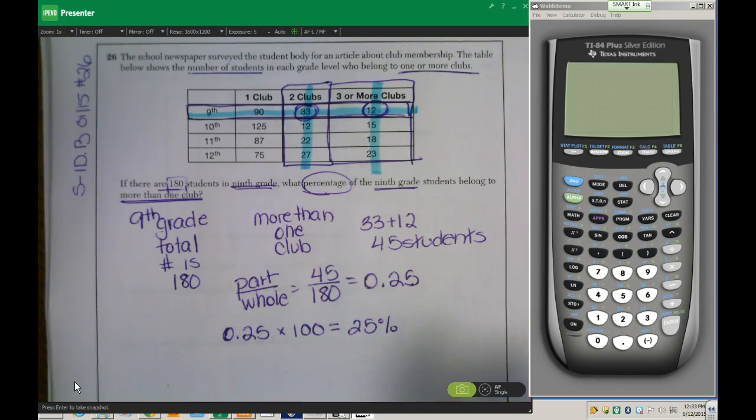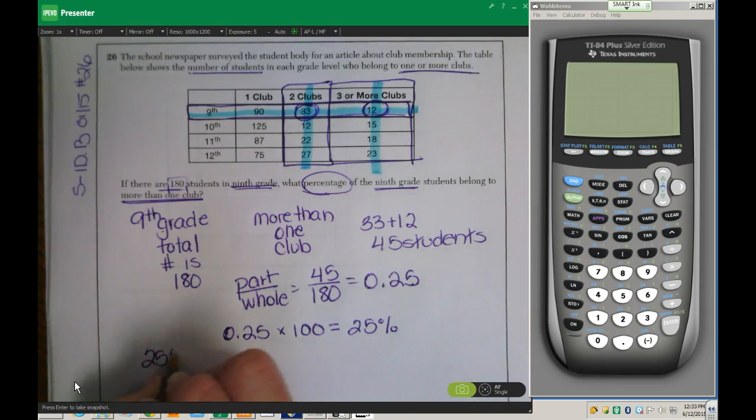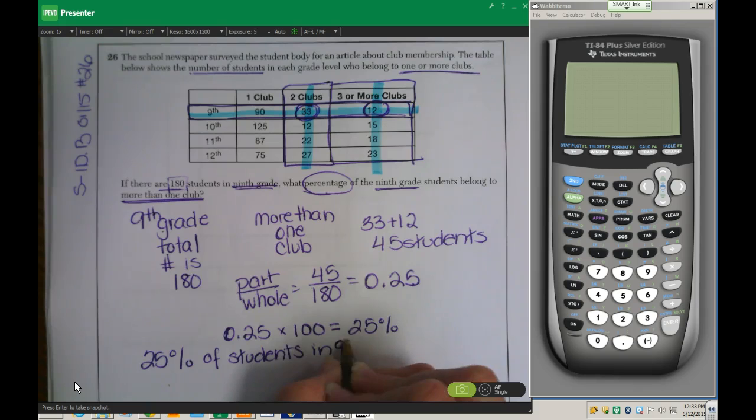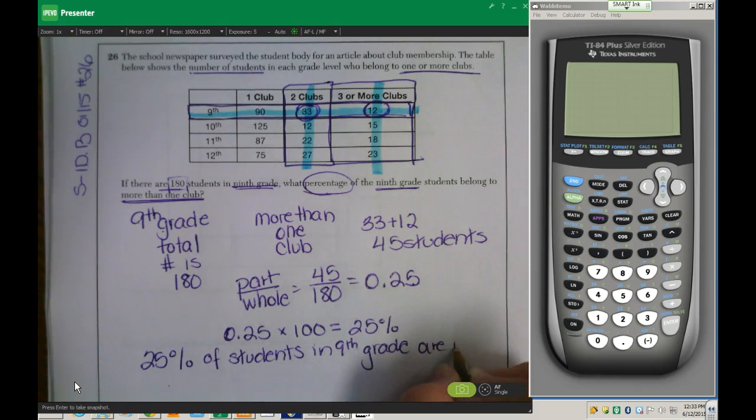So we could write our sentence: 25% of students in 9th grade are in more than one club.